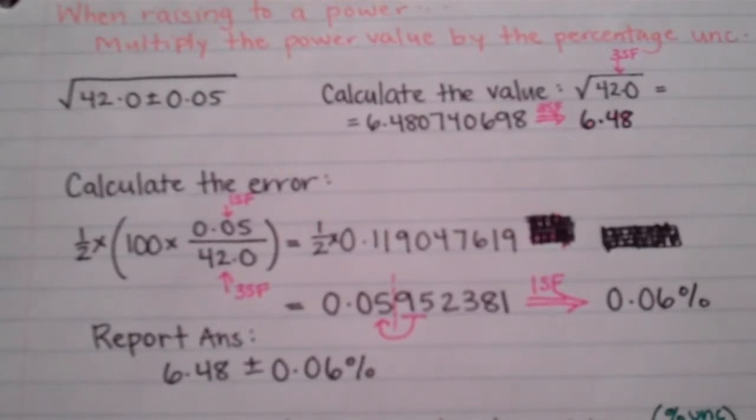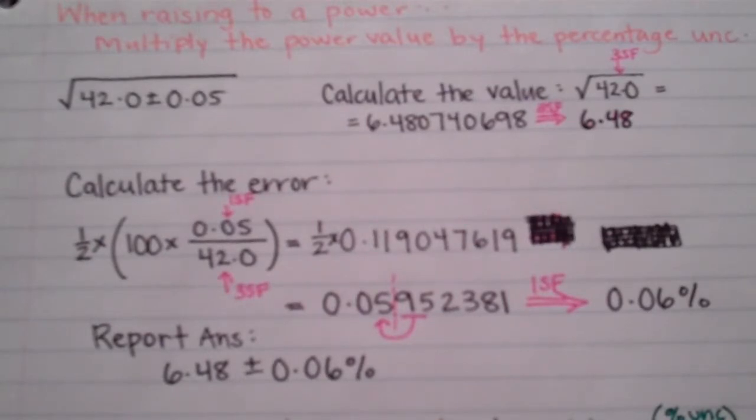0.05952 and I need to figure out how many significant figures I need. So I look at my initial values and I think about my sig fig rules when I'm doing multiplication or division. I look at the total number of significant figures in each value and I choose the one that is lowest and I use that number of sig figs in my final answer. So 0.05 has 1 significant figure and 42.0 has 3 significant figures. 1 is less than 3, so I'm going to have 1 significant figure in my final answer.